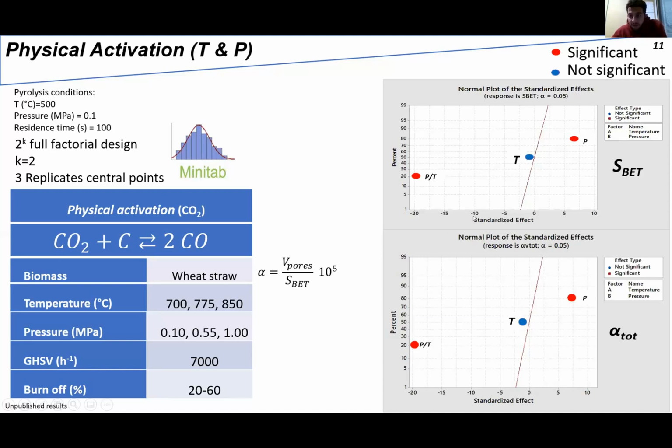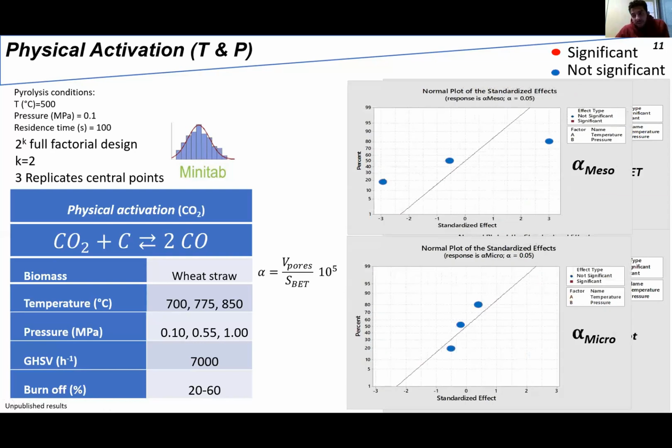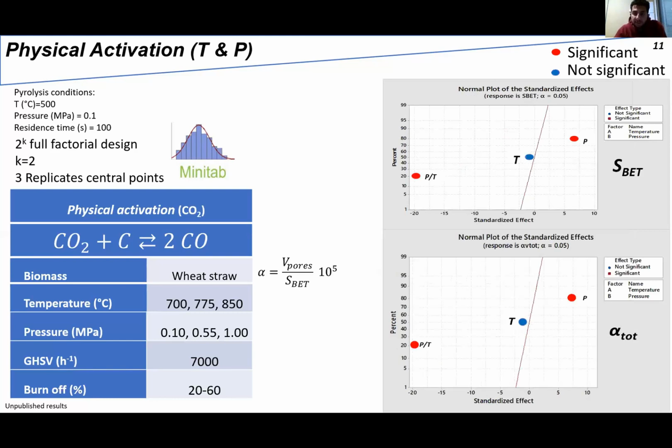In the case of the BET and the alpha of total volume of pores, you can see that the only factors which influence these variables are the pressure and an interaction between pressure and temperature. Meanwhile, the temperature itself has no influence at all. On the other side, the alpha of meso and alpha of micropores are independent from the factors taken into account. This means that if we look again at these plots, we can activate the biochar at the lowest level of temperature in this range, meaning 700 degrees C, and the highest pressure in order to obtain the highest surface area and highest volume of pores.